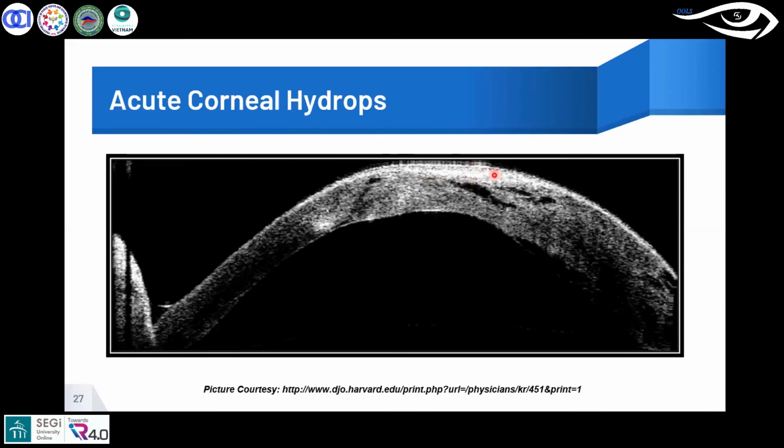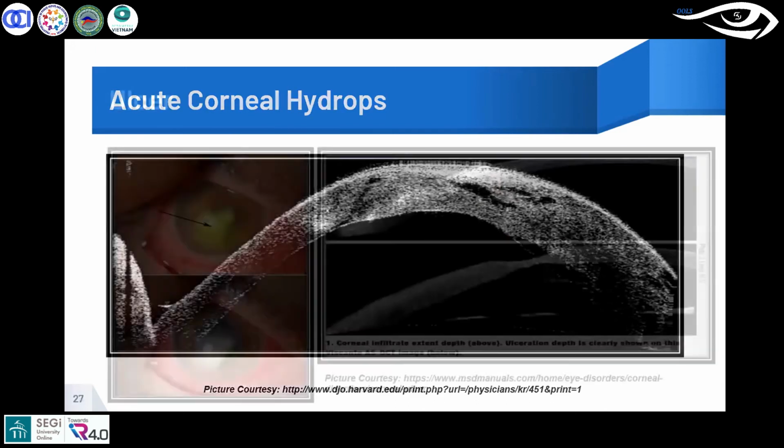If you think about it, when there is a hyper reflectivity, there could be a scar as well. Since I have not shown the correlating clinical image, we can actually guess that this is associated with a scar, which could occur when the acute corneal hydrops is not treated as such. And this is how it actually looks in an AS-OCT image.